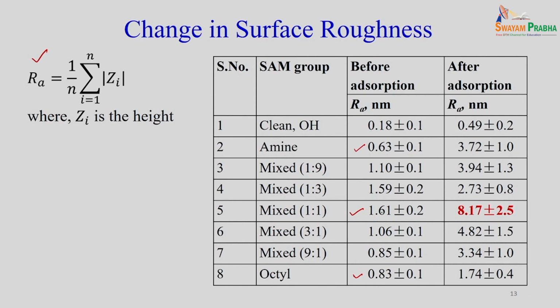It has increased from 1.6 to 8, but for all other surfaces also, there is an increase by many folds in the surface roughness, which is also reflecting that there is adsorption and aggregation of the protein on the surface, and because of the presence of those adsorbed and aggregated proteins, the surface roughness has enhanced.